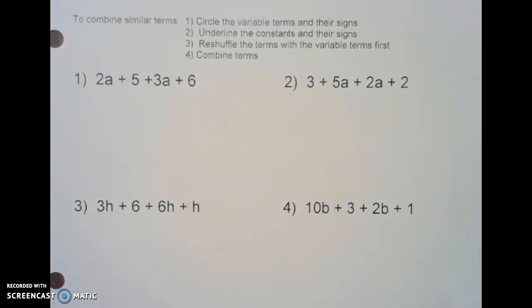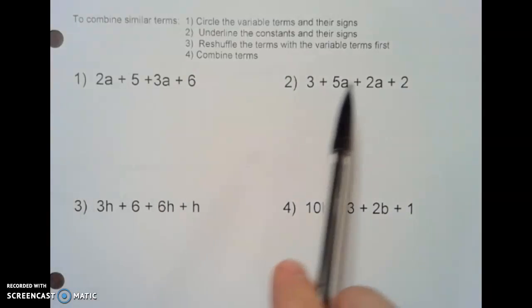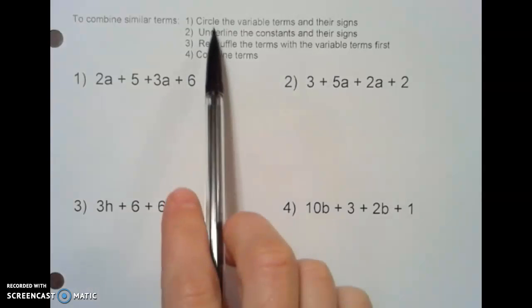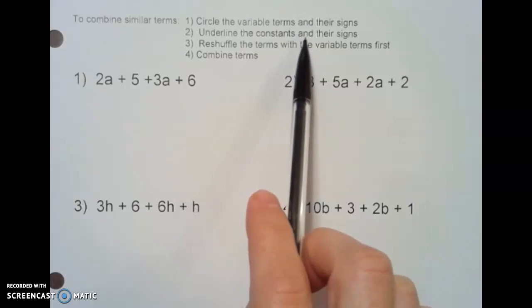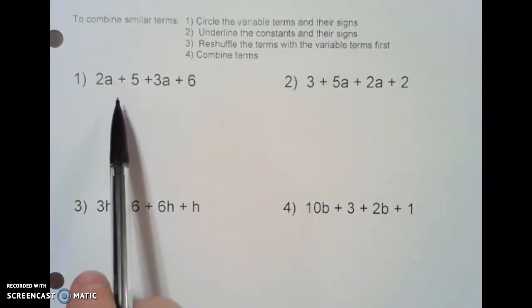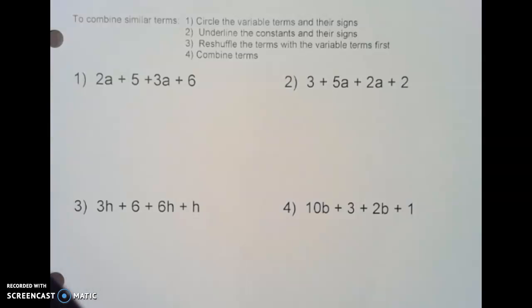In the next section, we're going to combine terms that are similar. And the way that we're going to do this, okay, notice I've got all of these different expressions here. We're going to circle the variable terms and their signs. We're going to underline the constants and their signs. So let's take a look at number 1. I'm going to first circle all the variable terms and their signs.